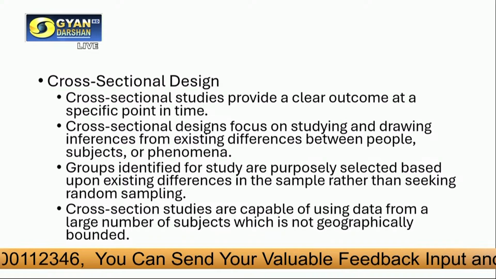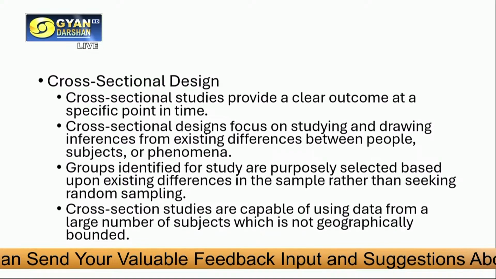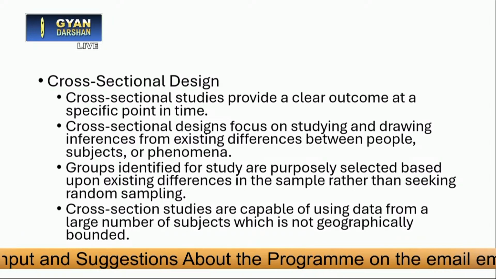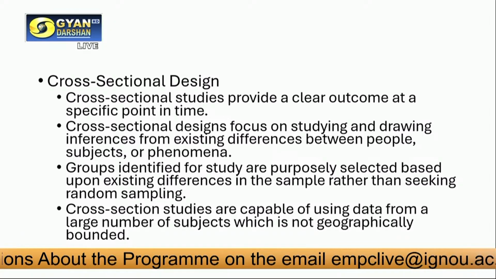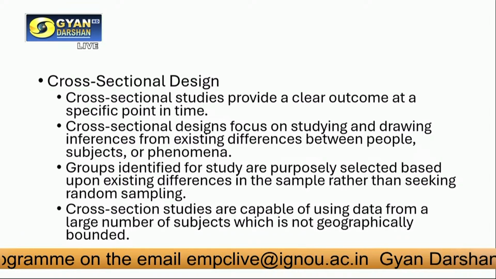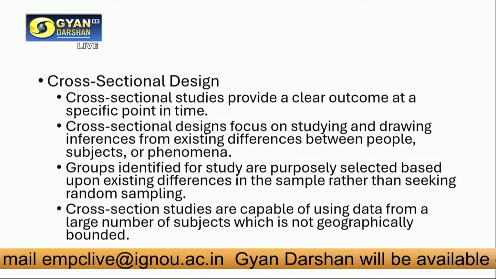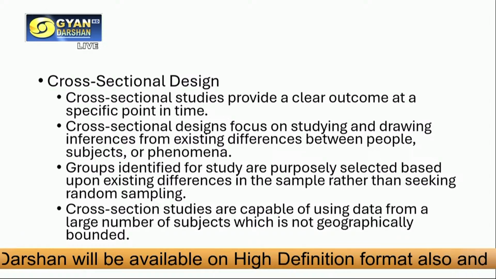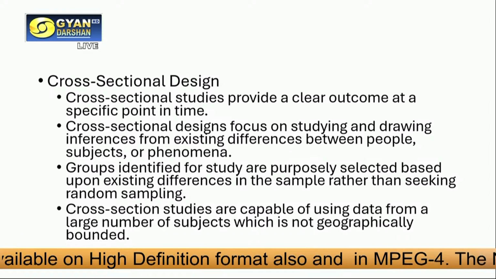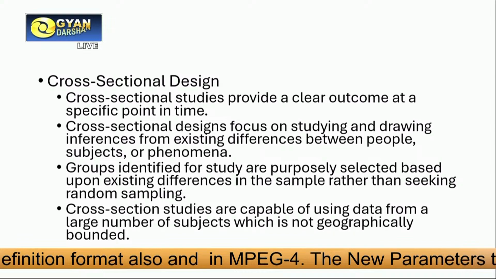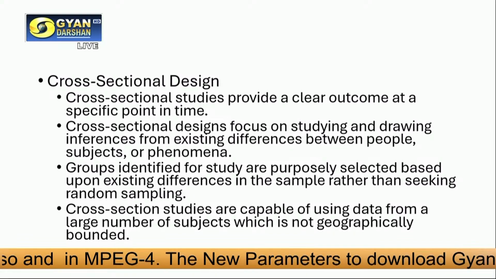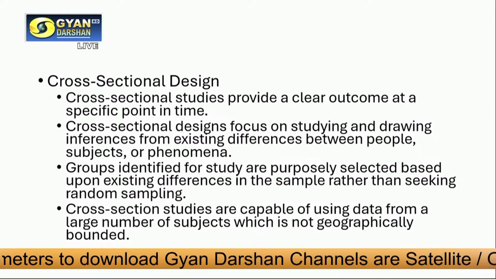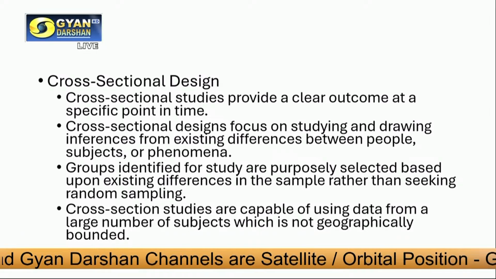And this is also when there is a team involved, then it is imperative for any team of researchers to design a cross-sectional research. Cross-sectional studies provide a clear outcome at a specific point of time. So here time is important, and this design focuses on studying and drawing inferences from existing differences between people, subjects and phenomena under study. Groups identified for study are purposely selected based upon existing differences in the sample rather than simply selecting with the help of random sampling.